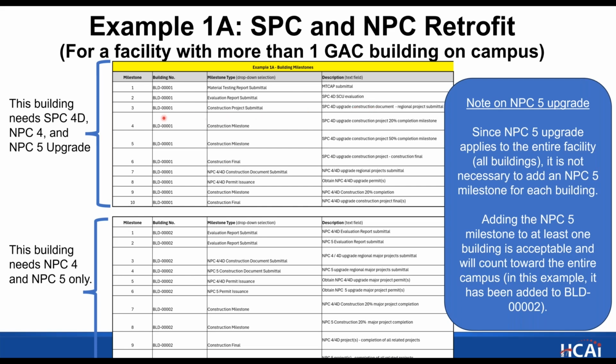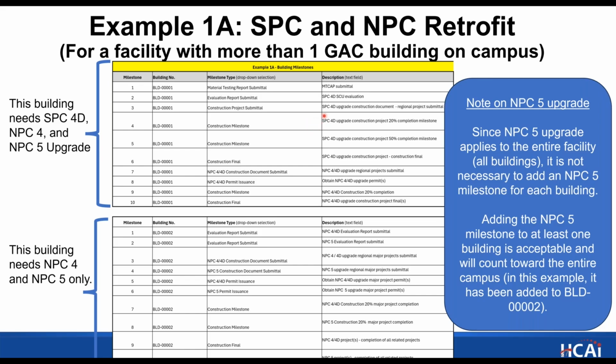Number 4 is a construction milestone. Construction milestones are exactly what they sound like. They are for construction. And in this example, we are recommending you use the 20% completion milestone for your SPC4D. So when you go into construction to implement your SPC4D upgrades, once that construction is 20% complete, that would be meeting this milestone. And if you're going to be choosing intermediate construction milestones, we would prefer that you use a 20%. It's a good indicator that the construction is underway and has momentum.